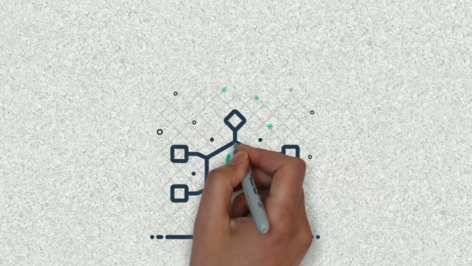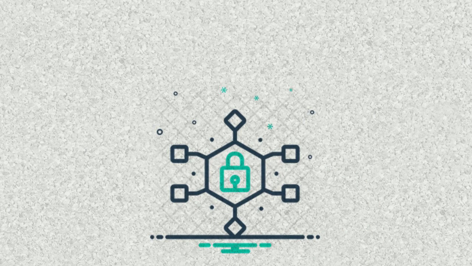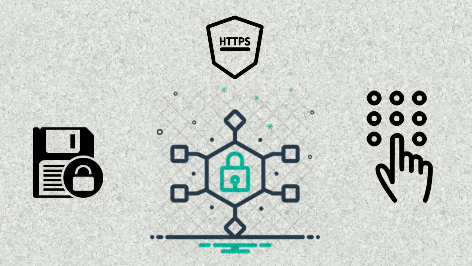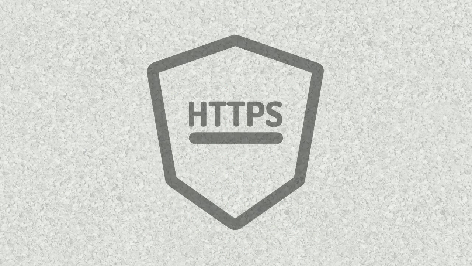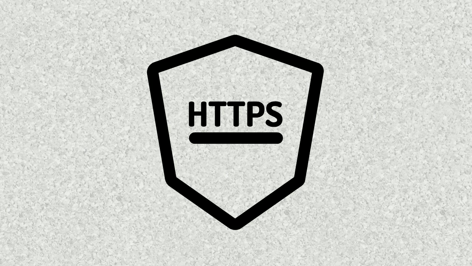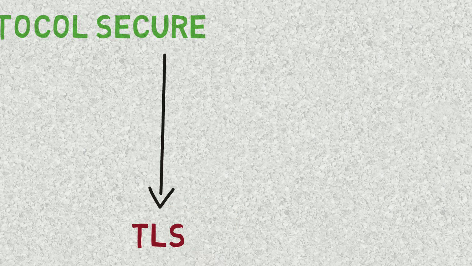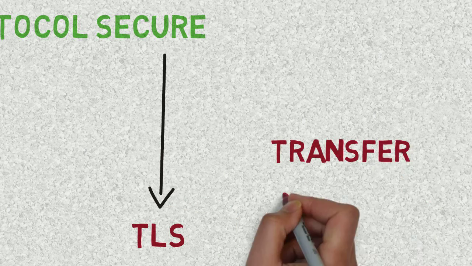So what are the applications of encryption in the IT industry? We will discuss some popular applications such as HTTPS, storage encryption, and password management. Firstly, we will look at HTTPS. HTTPS stands for Hypertext Transfer Protocol Secure. The secure word means that web traffic is encrypted with a protocol called TLS, which means Transport Layer Security.